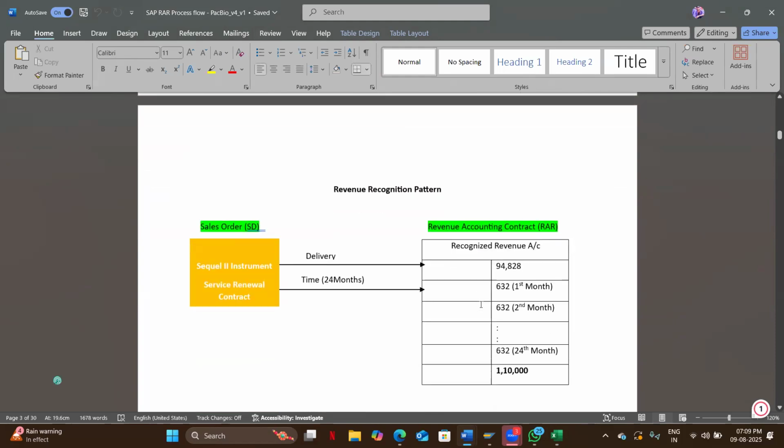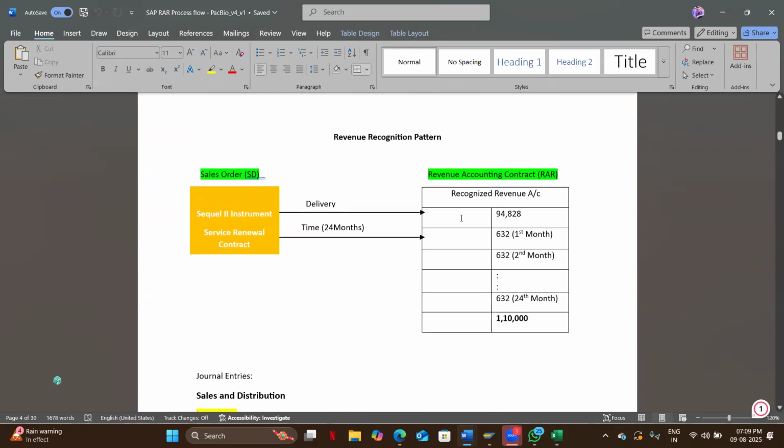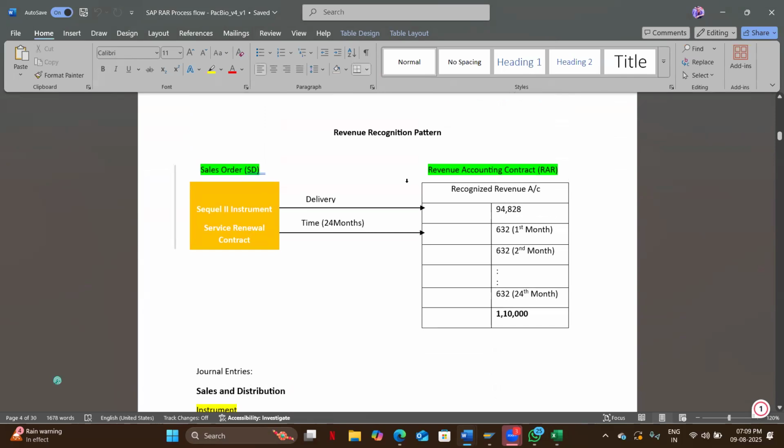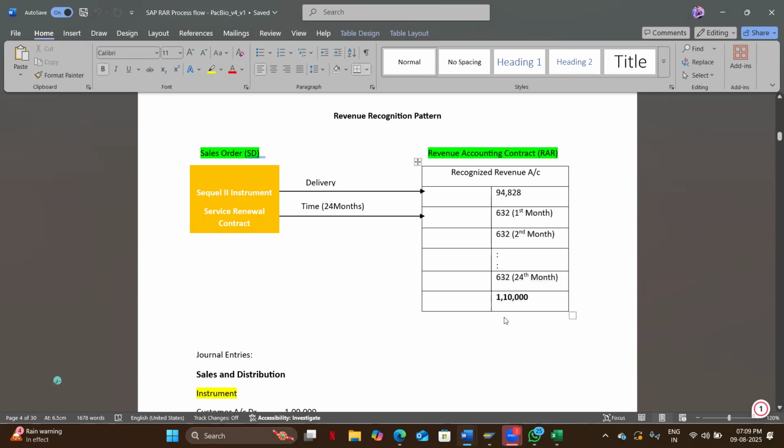So how does the journal entry happen in the back end? You can see the journal entry here. Before that, you can see here also the revenue accounting contract, how it is recognized. Here also you can see instrument and service. For the instrument, it happens at delivery, and they directly recognize the full allocation price, and for the service it is divided by 24, as the full amount is recognized.